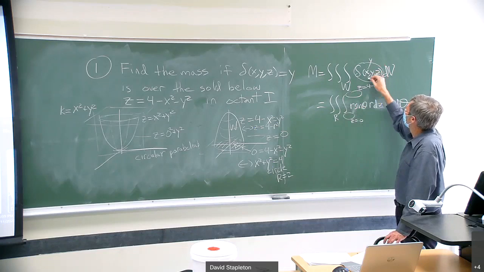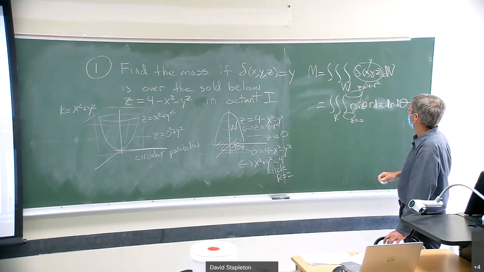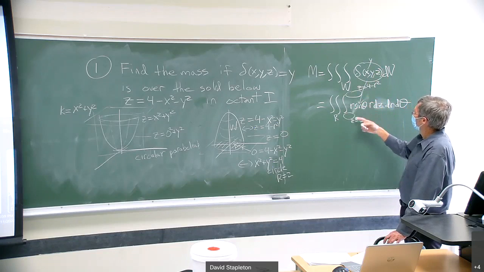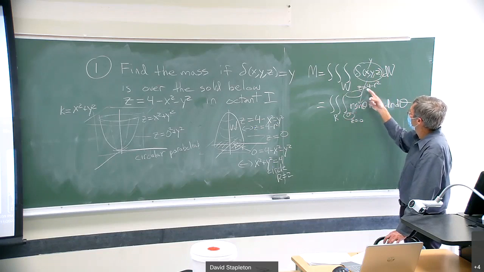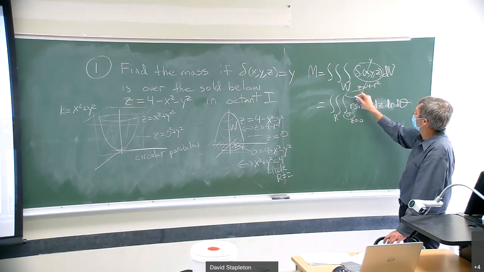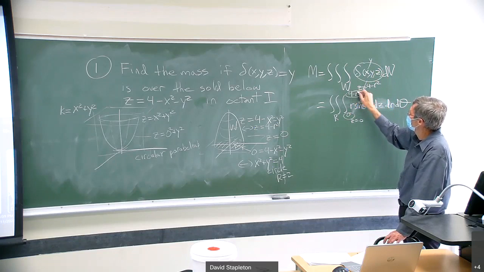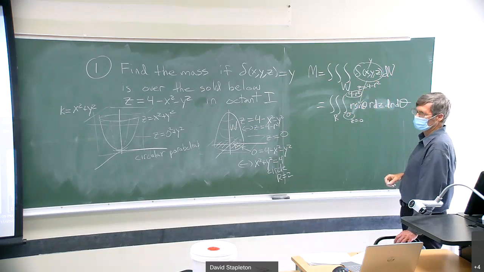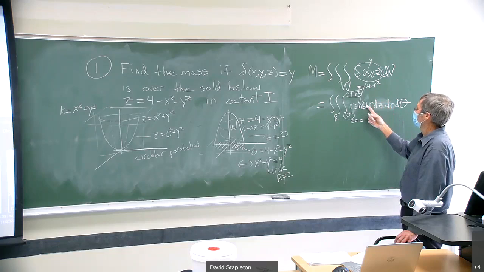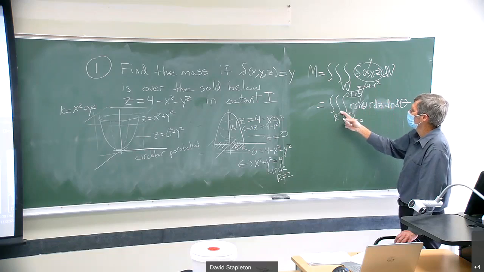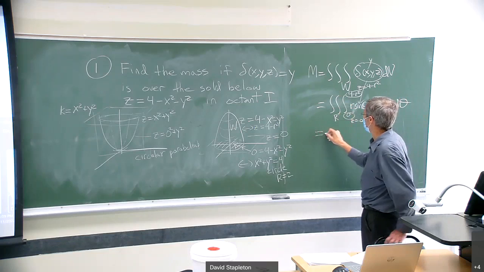Let's replace y with that. If I go from z equals 0, then I put 0 here. If the top is z equals 4 minus r squared, then this top is 4 minus r squared. So there it is in cylindrical coordinates. Now I need to write the region R in polar coordinates that represents the projection.